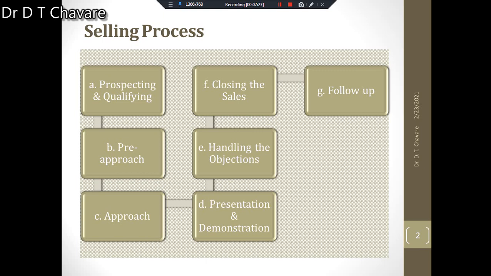Thus, prospecting is a search of prospective or new customers. The sources for prospecting include current customers. It means that with the help of current customers you can get such information. Suppliers, dealers, directories, newspapers and bankers are also sources. From those sources we can get prospecting data, customer data also.